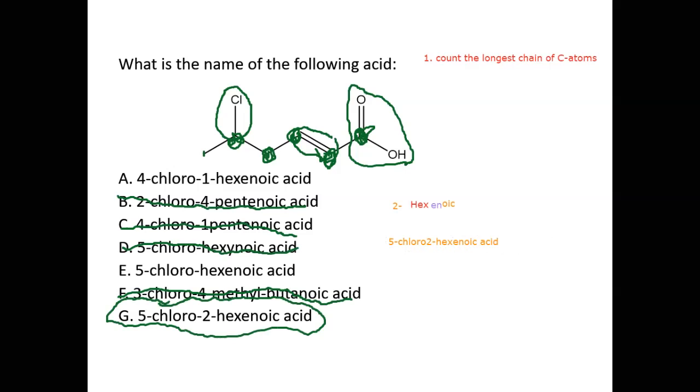Again, you always start counting from the carbon attached in the carboxylate group. That's your number 1 carbon. 1, 2, 3, 4, 5, 6. All right. Let's clear this out.